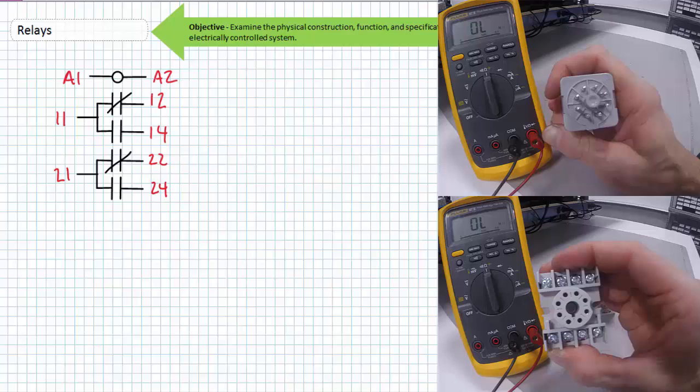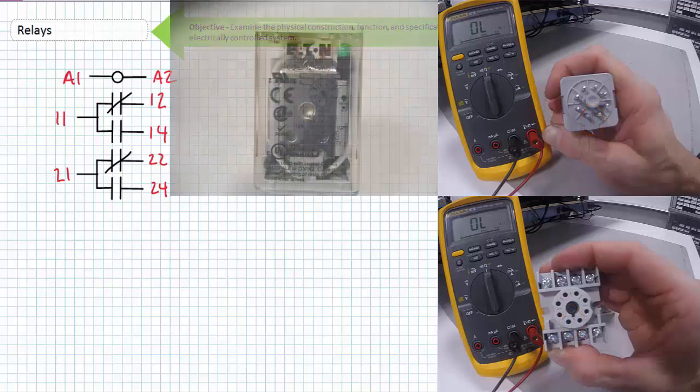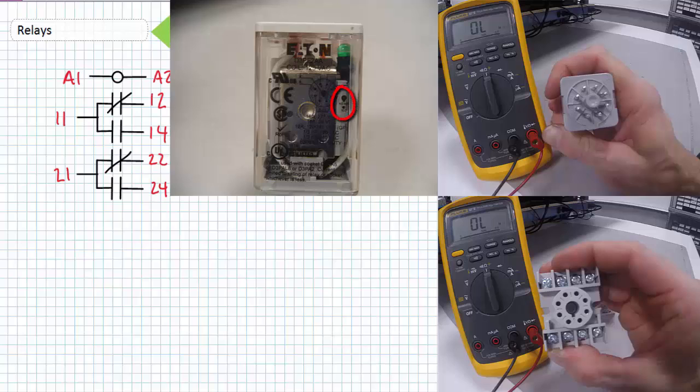If a plug-in IceCube relay has 2 coil terminals and 2 3-terminal single-pole double-throw switches, this means it has a total of 8 terminals. These are sometimes called octal base relays. Think octopus. Note the key on the plug and the socket and the dual numbering system: NEMA on the inside and the IEC on the outside.